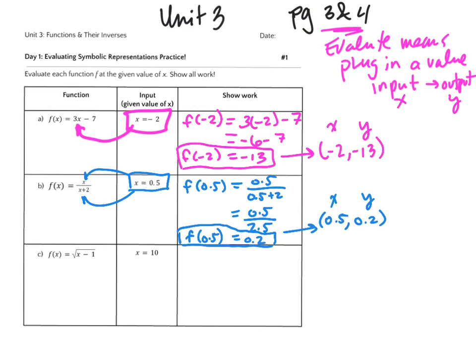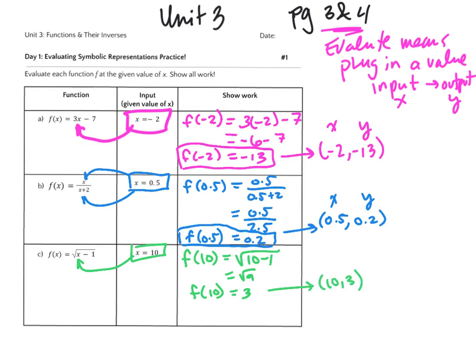Okay, the last one is a radical function. That's okay. We like square roots. This one's nice. It's not bad. So I'm going to plug it in here underneath my radicand. f of 10 equals square root of 10 minus 1, which is the square root of 9, which is 3. And I'm going to leave it as just positive 3. Here's why.